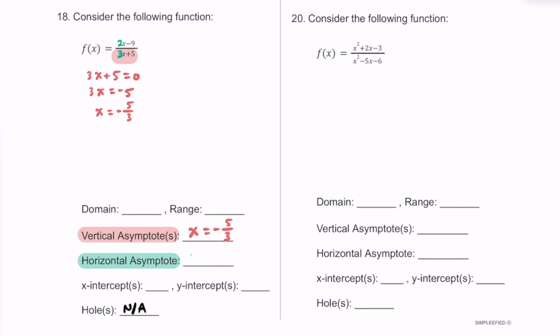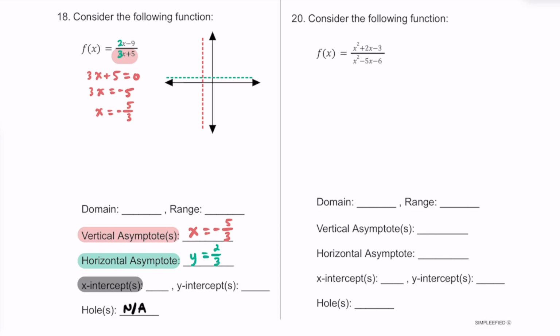So a horizontal line is going to be y equals, and because we have matching degrees on top and bottom, it's just the ratio of their coefficients. So we have this horizontal asymptote at y equals 2/3. Just so we can visualize this a little bit, we have this vertical asymptote at x equals -5/3, and we have this horizontal asymptote at y is equal to 2/3.